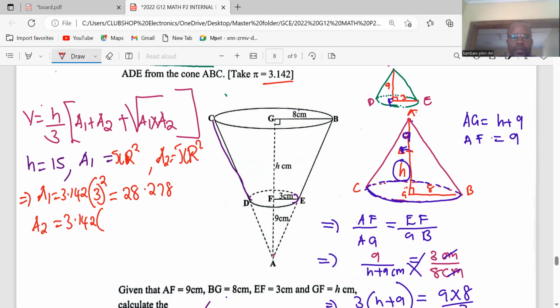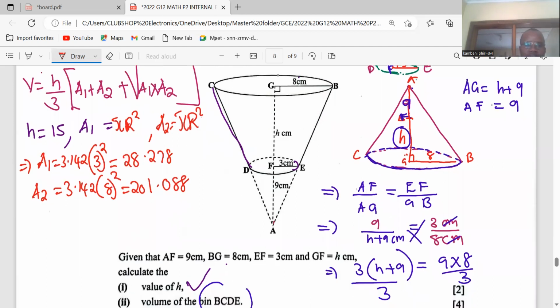Then A2, the same because they are all circles. 3.142, the radius there is 8 squared. What do we get? We get 3.142 open bracket 8 squared. What do we get? 201.088.